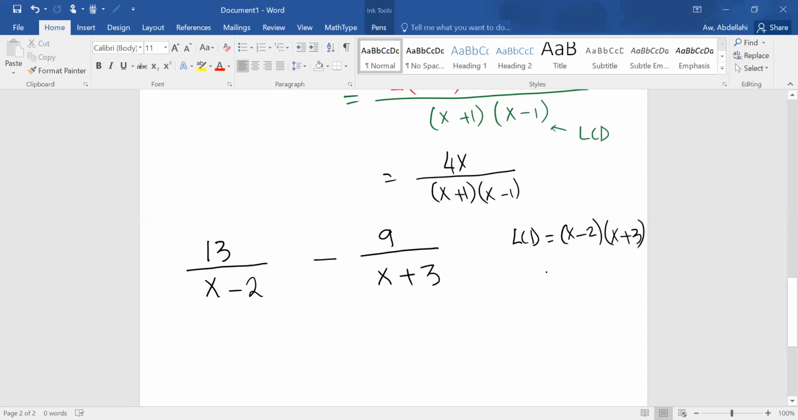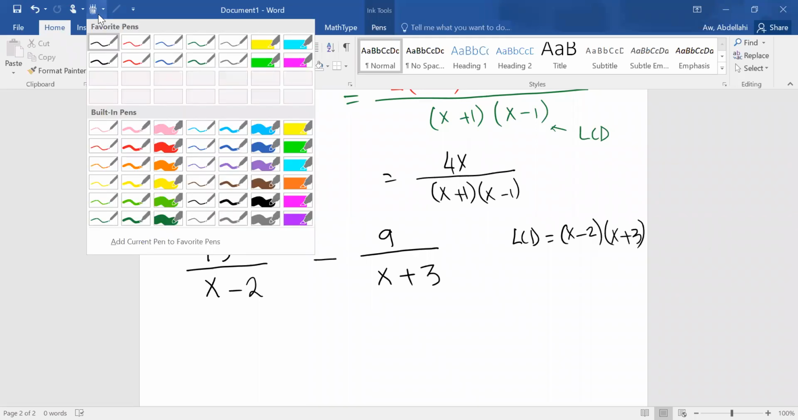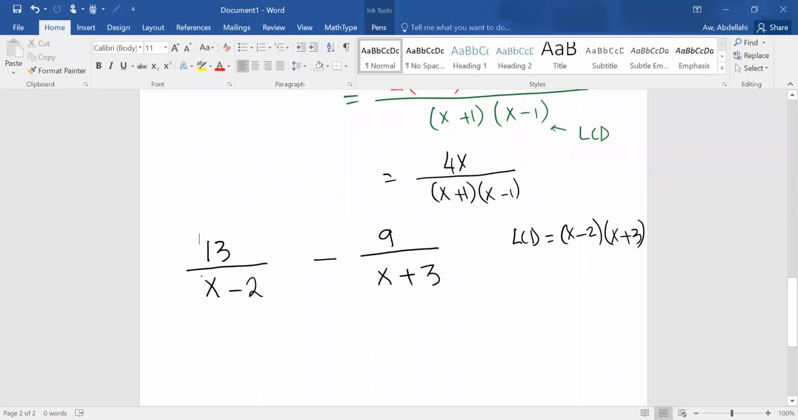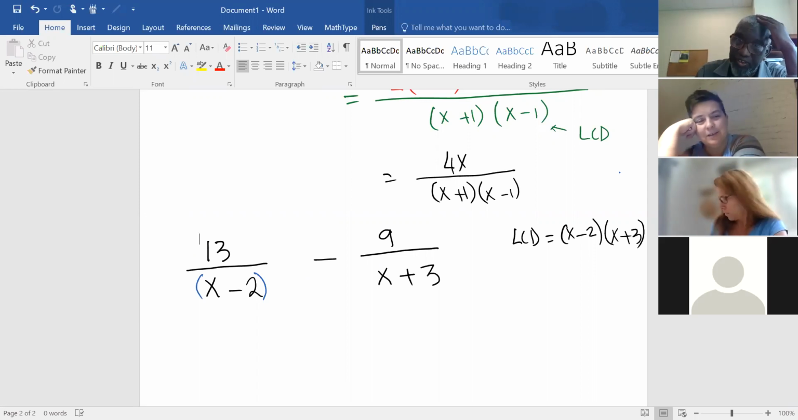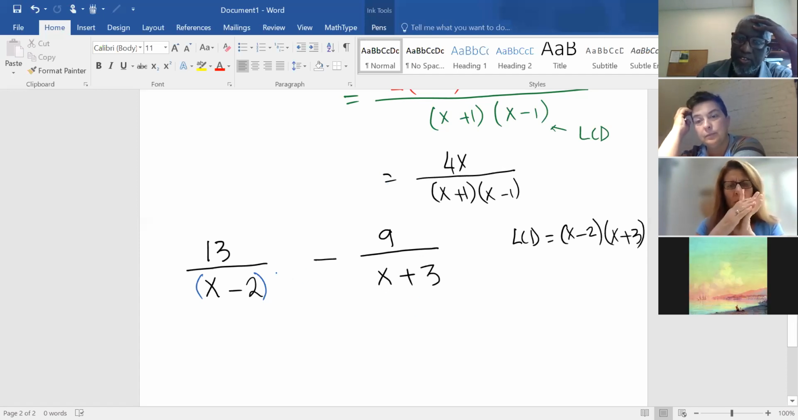All right. Now, after that is the LCD, what do you do now for the first one? What is the missing piece here? X plus 3. X plus 3 is the missing piece, right? I'm sorry, yes, x plus 3. I hope everybody is trying this on their own, because on the test you're going to see the same stuff.